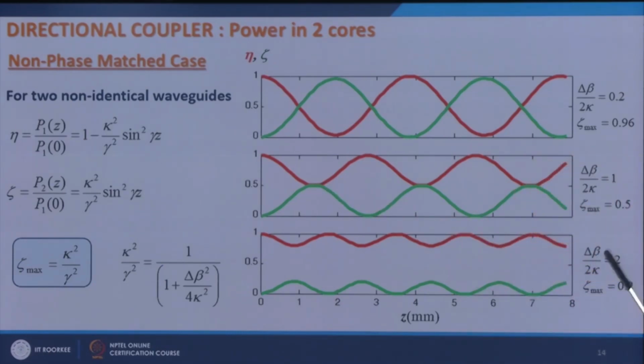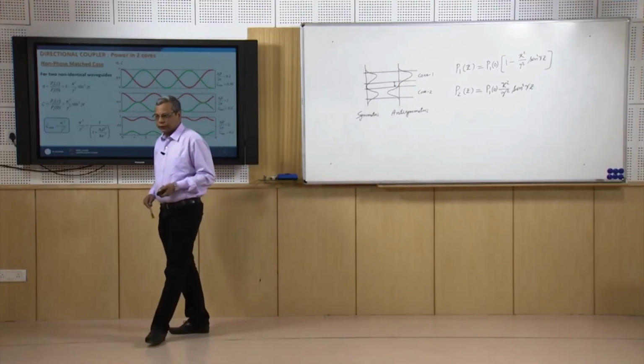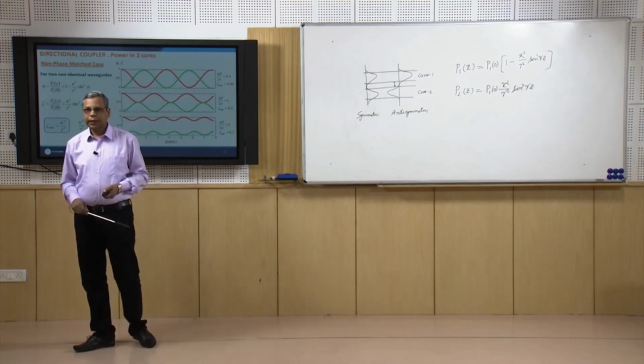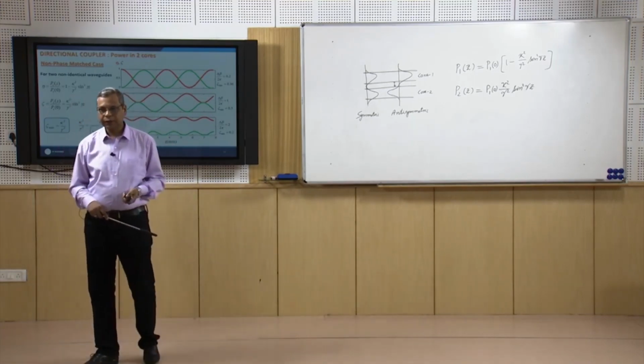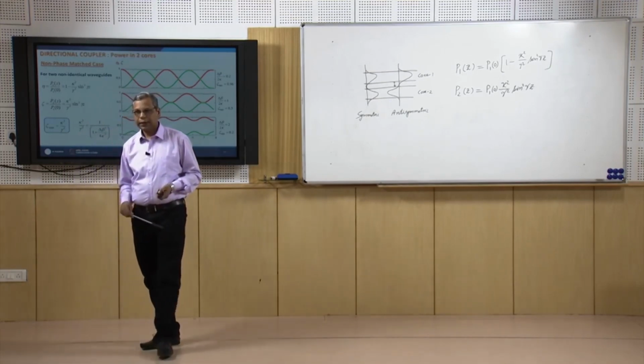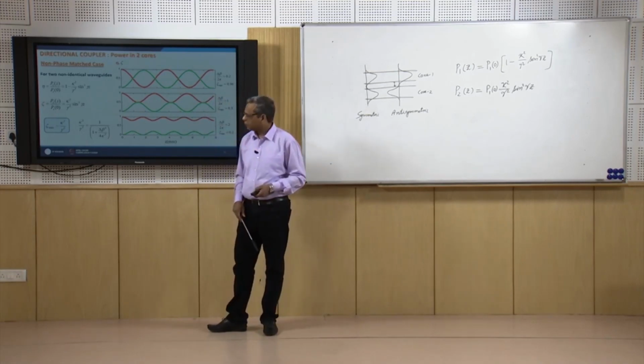If I further increase delta beta and it becomes 4 kappa, then zeta max is only 20%. So, if there is a larger phase mismatch between the two cores, between beta 1 and beta 2, then the coupling of power is not complete.